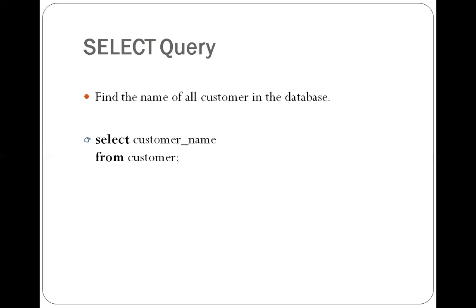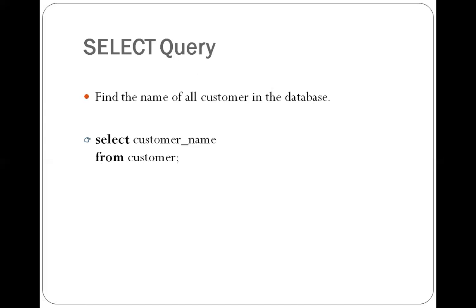Here I want to find all the customer names in the database. So what will be the query? Actually, I want to fetch the customer name from the table. In which table will I find the customer name? Definitely in the customer table. Select attribute name, that is customer name, from table name, that is customer.